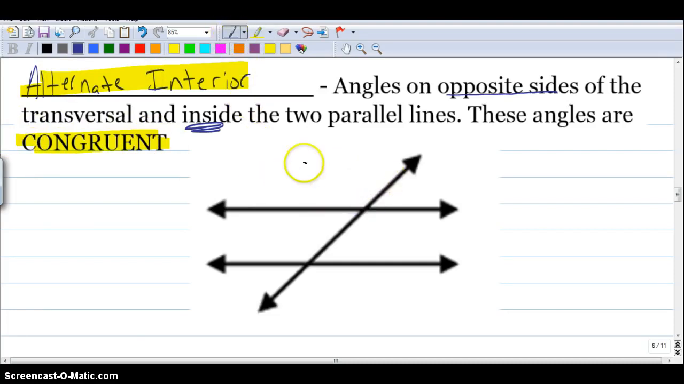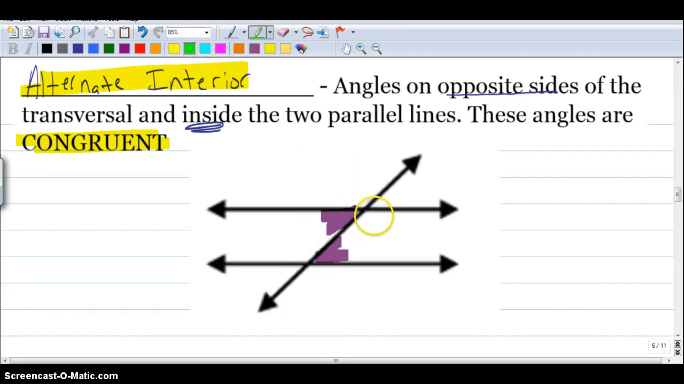Remember, this is the exterior, so we don't care about the exterior in this particular example. These are the interior. So, that angle right here, the alternate interior is going to be on the opposite side, on the bottom corner, right there. Those are alternate interior angles.